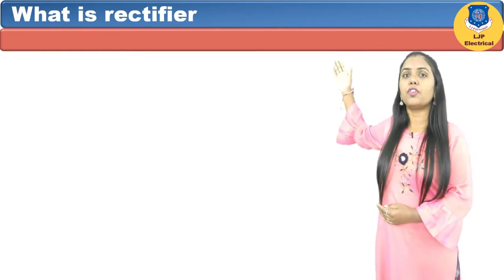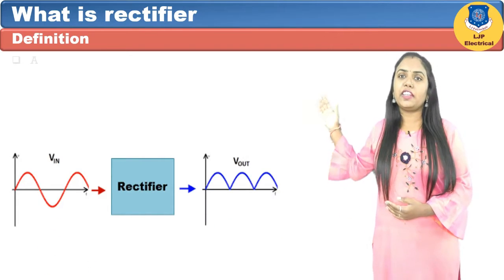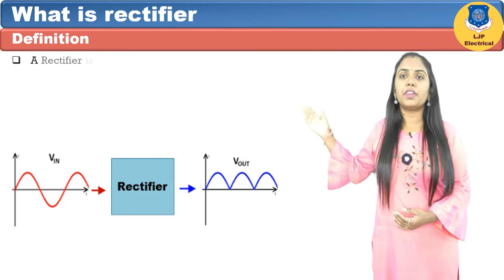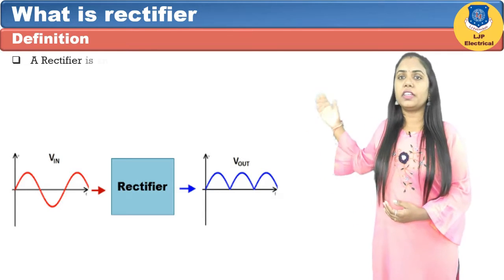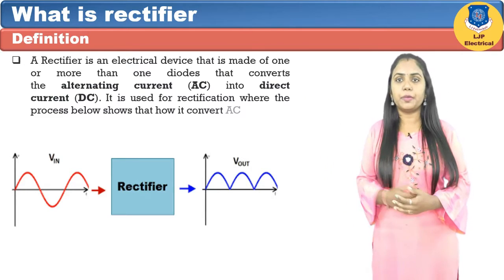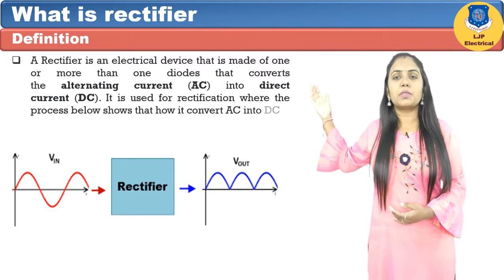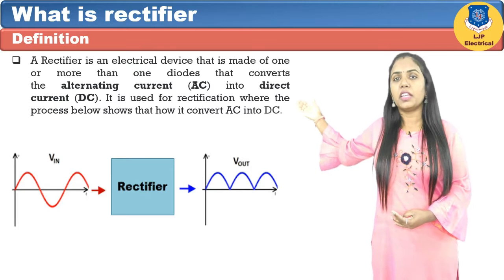So let's start with what is a rectifier. A rectifier is an electrical device that is made of one or more diodes that converts the alternating current into the direct current. It is used for rectification, where the process is shown in the diagram of the rectifier.